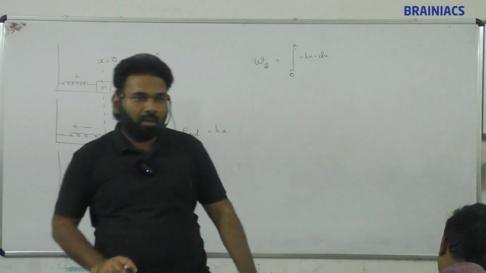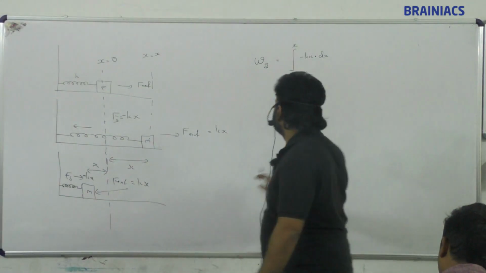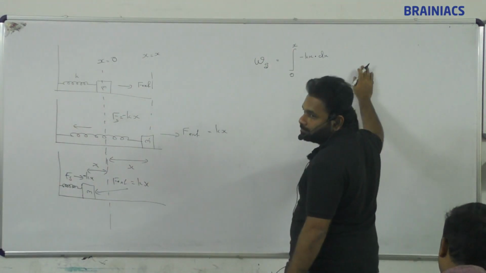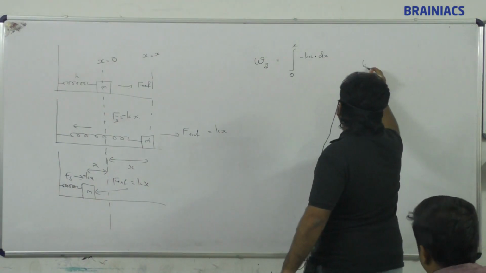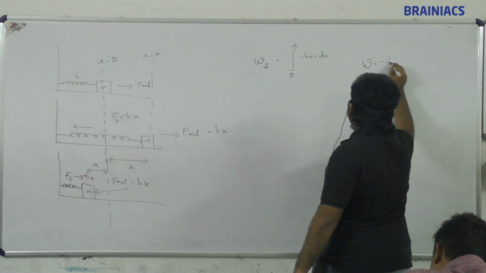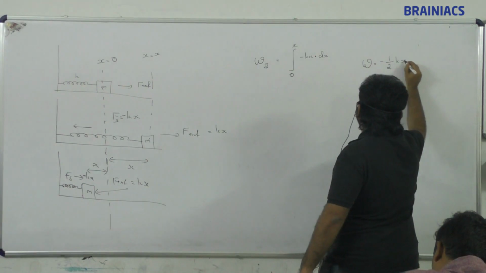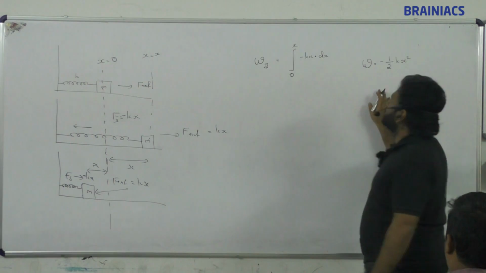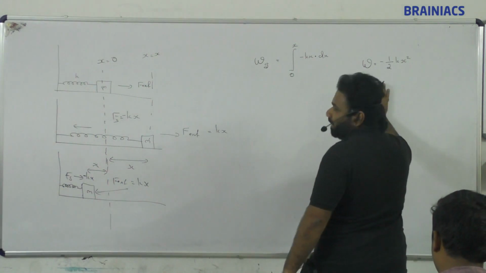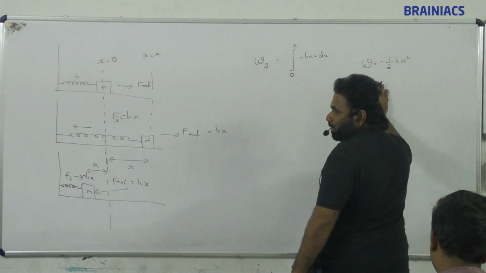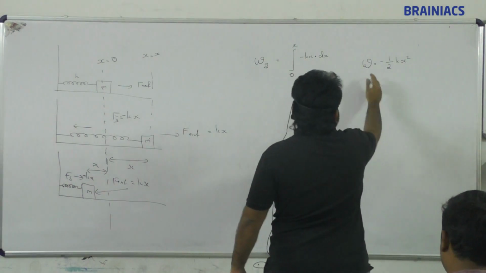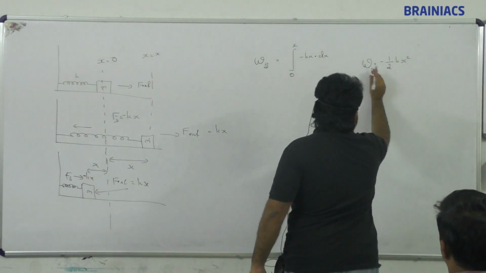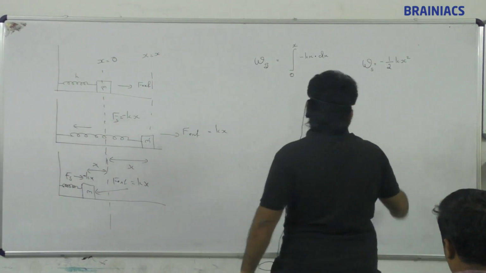Half kx square. Okay, so work done is equal to minus half kx square. All of you are getting this? So this is going to be minus half kx square. Clear or what? Right. So this is the work done by whom? Work done by spring force.